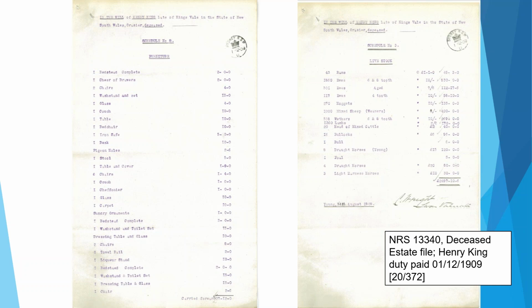So there was also a valuation of what was in the blacksmith's shed and the other buildings that were there. So it would give you quite a picture of what a property in Young in the early 1900s would need to operate and how much all of that property was worth.